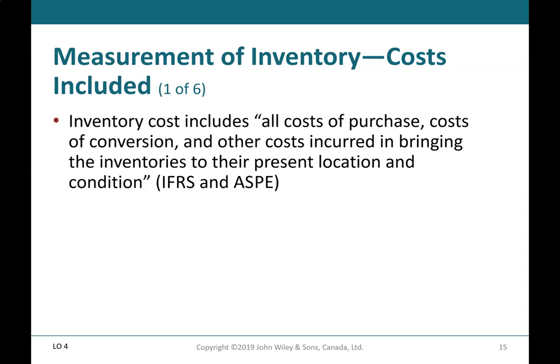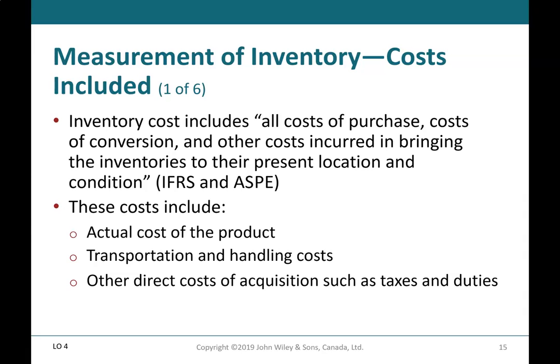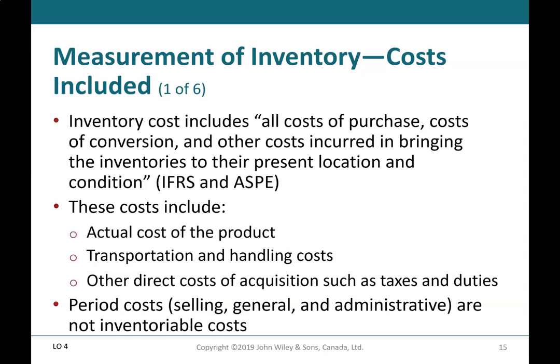Measurement of inventory, costs included, 1 of 6. Inventory cost includes all costs of purchase, costs of conversion, and other costs incurred in bringing the inventories to their present location and condition, IFRS and ASPE. These costs include actual cost of the product, transportation and handling costs, other direct costs of acquisition, such as taxes and duties. Period costs, selling, general, and administrative, are not inventoriable costs.